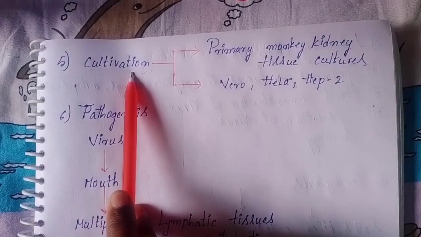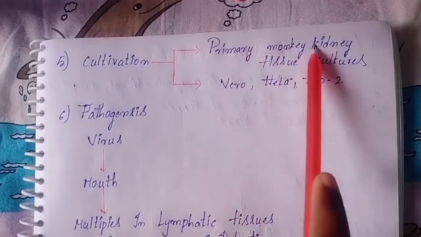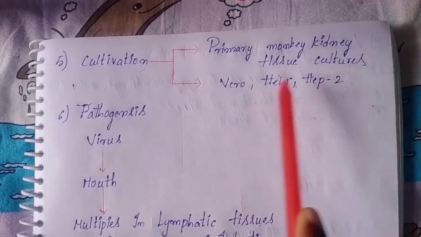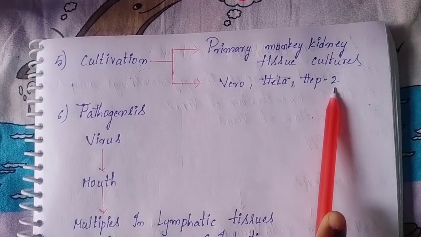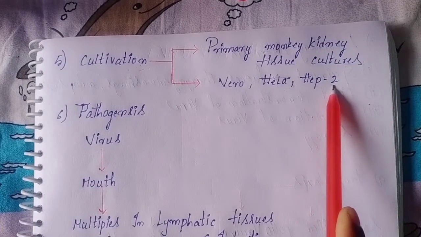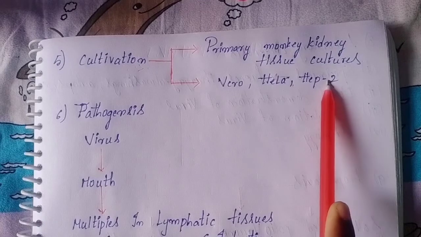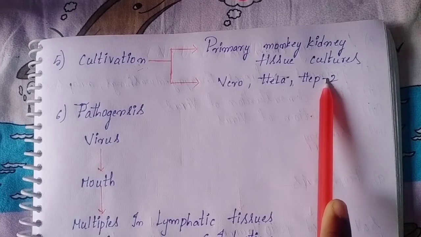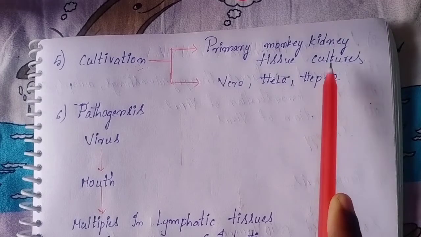Next one is cultivation. For the cultivation of poliovirus, we can use primary monkey kidney tissue cultures, Vero, HeLa, HEp-2. Cytopathic effect, CPE, produced by poliovirus is characterized by cellular disorganization consisting of shrinkage, swelling, increased refractivity, and lysis.